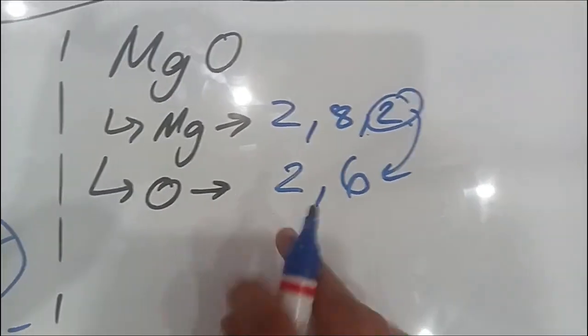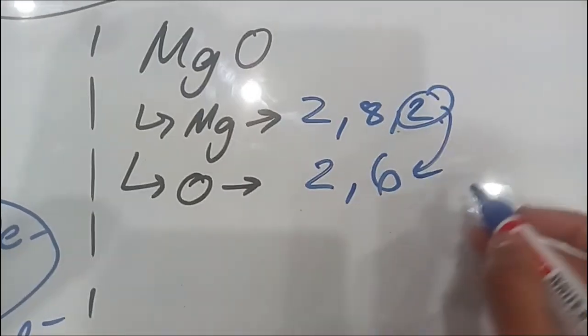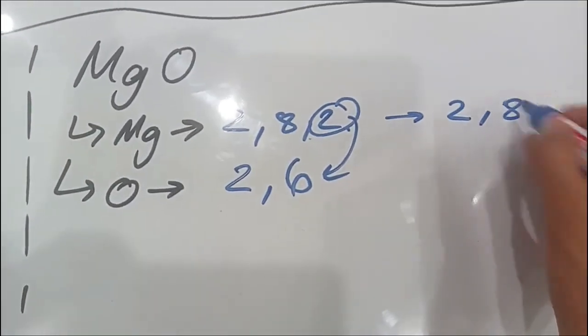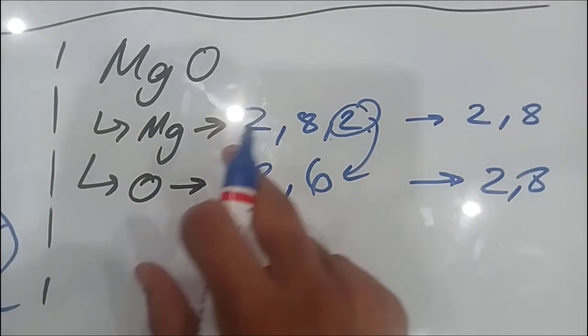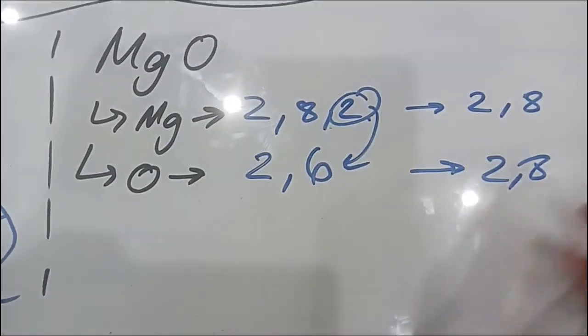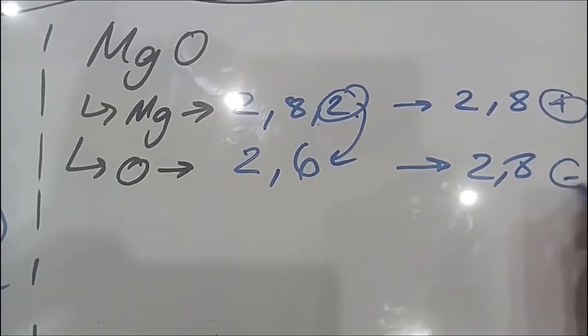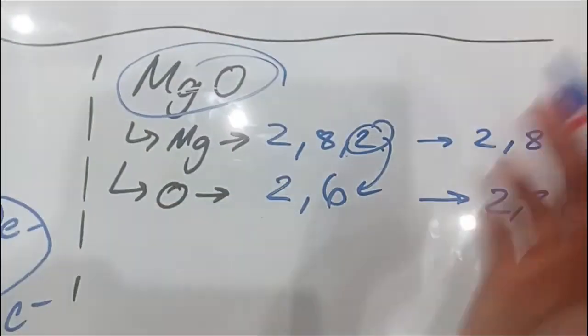Now, magnesium, since it has a tendency to lose electrons, will give its 2 electrons to oxygen, and oxygen needs 2 more for a full outer shell. So at the end, magnesium will have an electronic configuration of 2, 8, and oxygen will have an electronic configuration of 2, 8. And since magnesium gave its electrons, magnesium will be positively charged and oxygen will be negatively charged. Strong electrostatic force of attraction, you get magnesium oxide.